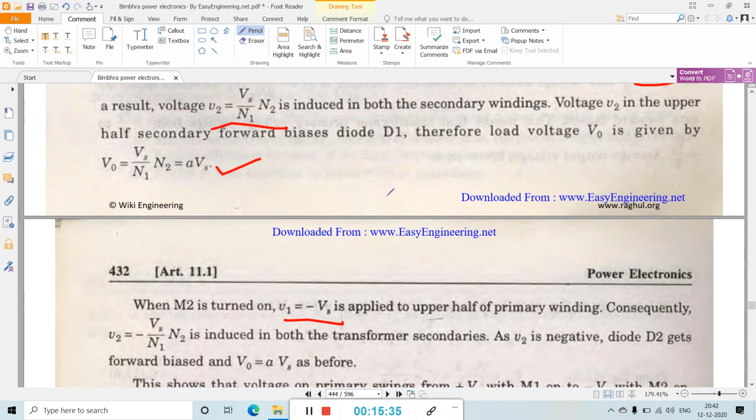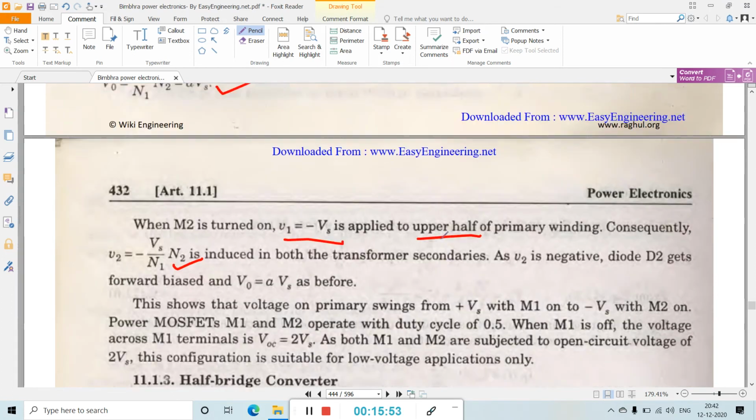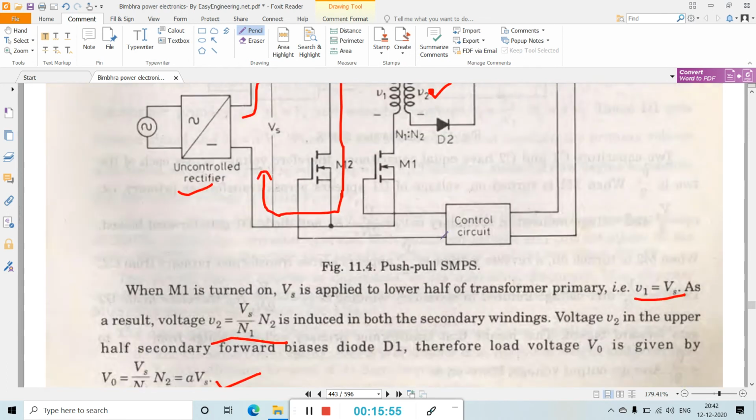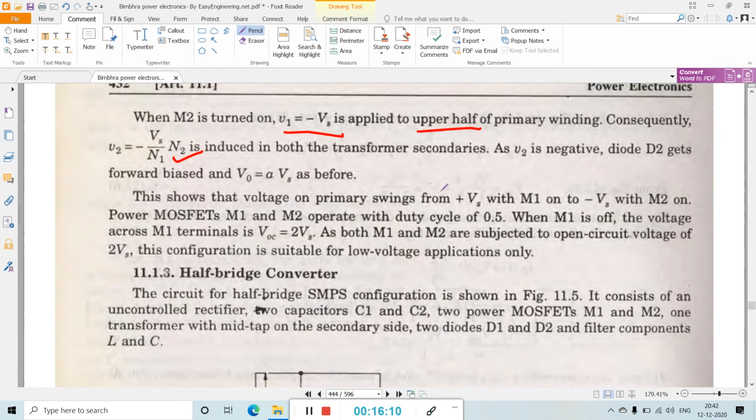So when M2 is turned on, V1 is equal to minus Vs applied to the upper half of the primary winding, and consequently an output of minus Vs × N2/N1 is induced in both halves of the transformer secondary. As V2 is negative, diode D2 gets forward biased. When V2 is negative, this is now positive and this is negative, so diode D2 is forward biased. Then V0 is equal to alpha Vs.